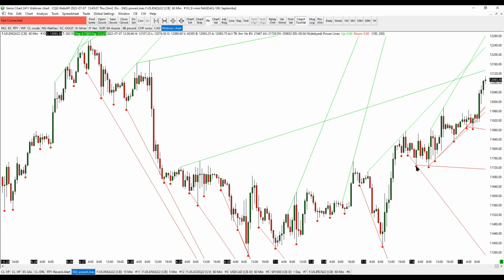This is a fractal. This is a fractal. This is a fractal. What is a fractal? The bottom fractal: a fractal is a low of a candle that has at least two lows on the left and two lows on the right that are lower than it. So that's a fractal. And of course, I added volume to it too. So now you have this and this creating a fractal, or a power line. It stopped it here, it stopped it here, it stopped it here. See this here, also very powerful.